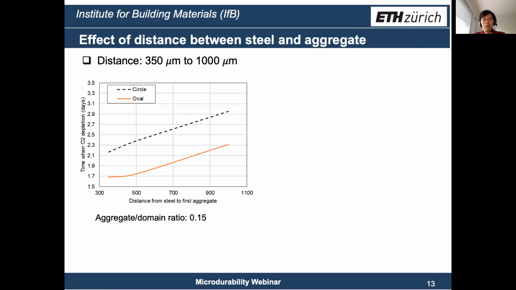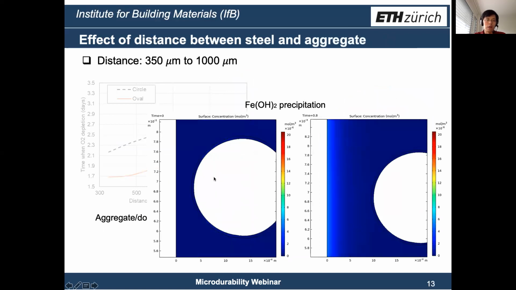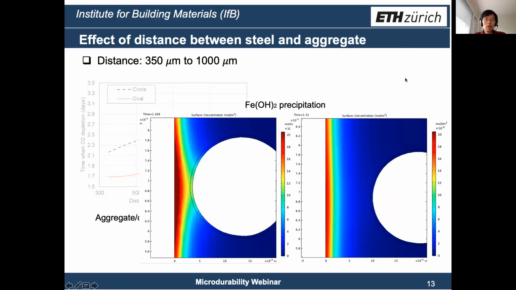Another observation in this simulation is the precipitation of Fe2 hydroxide, as those animations compared here. So we can see for the shorter distance, we have more Fe2 hydroxide precipitation, but for the wider one, we have less. This is because when there's not enough oxygen, Fe2 ions can diffuse away from the steel surface and precipitate close to the aggregate.